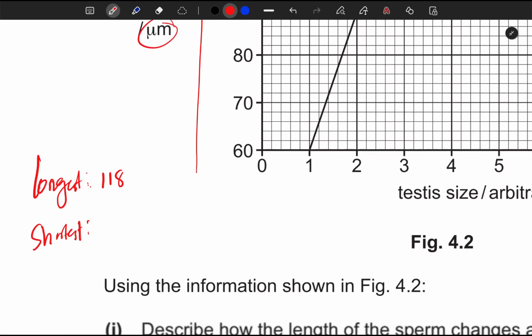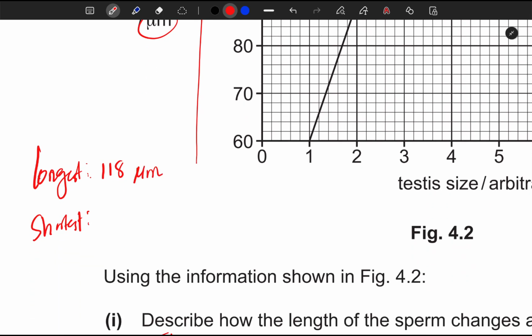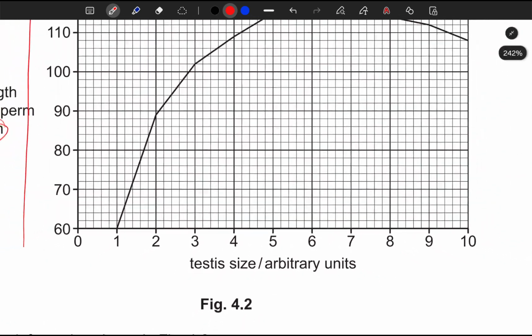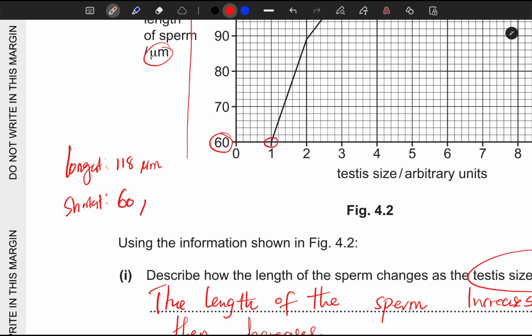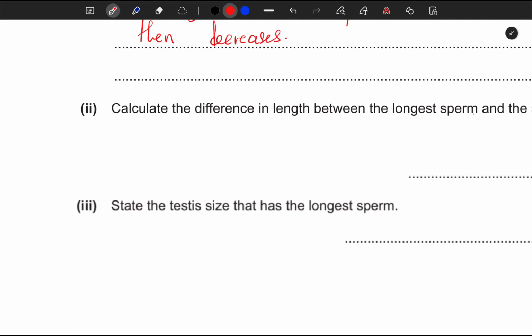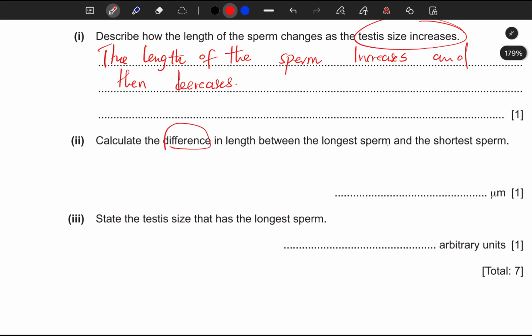And this is micrometers. Next, we go to the shortest. Where is the shortest? The shortest is here, the last one. That's where the shortest is, which is 60 micrometers. The question says the difference, meaning you subtract 118 micrometers minus 60 micrometers, this should give you 58 micrometers. So this was giving us 58.